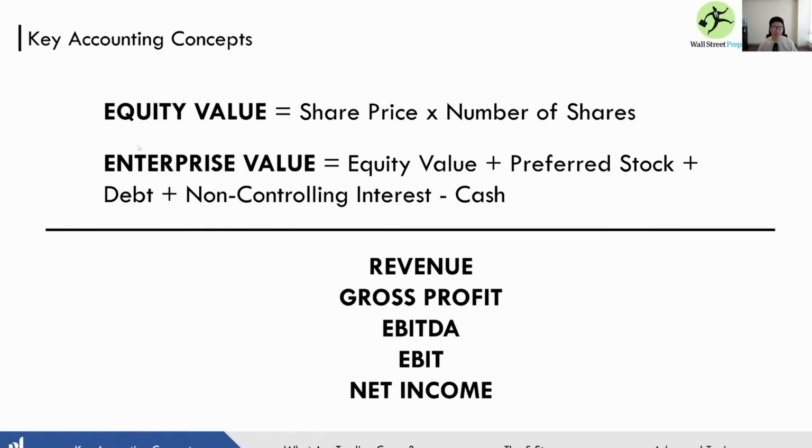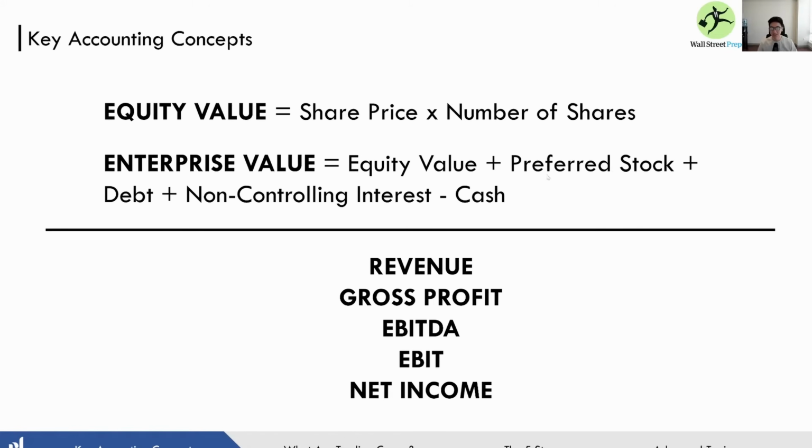So first thing is equity value. And this you may know also as market capitalization. And this is simply your share price times your number of shares. So if you have a $10 share price and 10 shares, then that's $100 in equity value. Then you have enterprise value, which is your equity value plus preferred stock, plus debt, plus non-controlling interest minus cash.